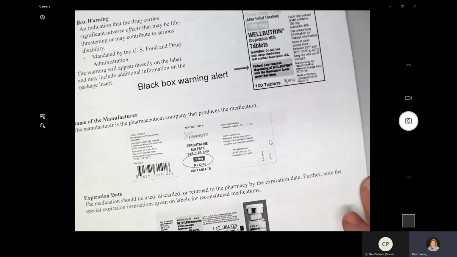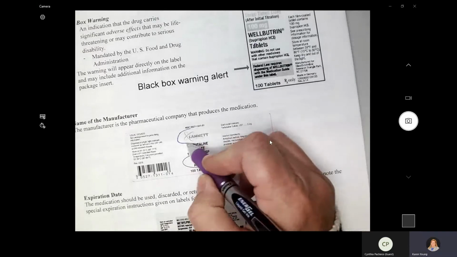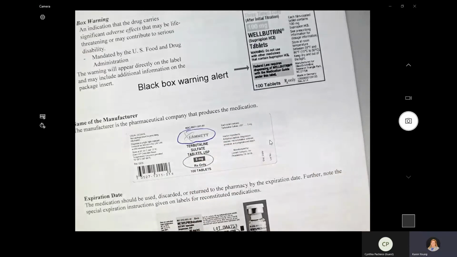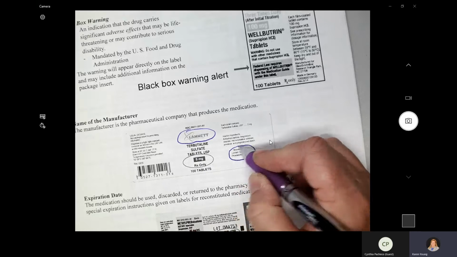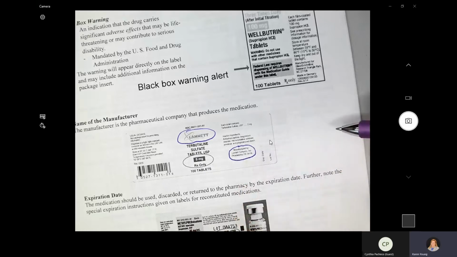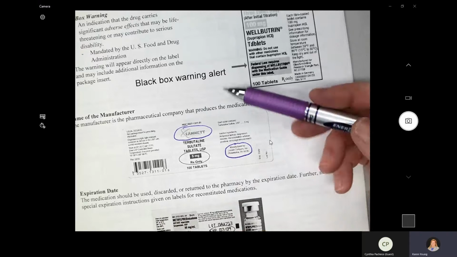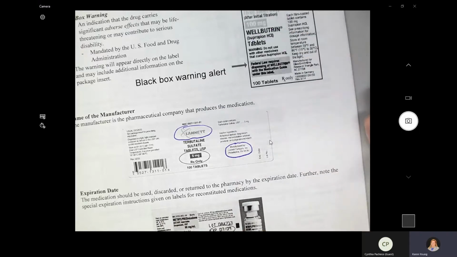The name of the manufacturer is sometimes listed right in the middle of the label, but you will always have it in the small print. The small print is where you're going to find a lot of the label alerts too.